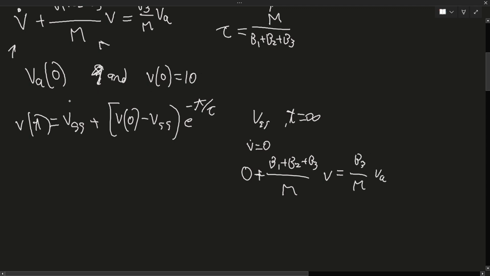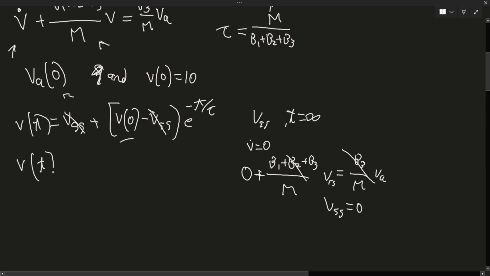However, the problem states that VA, the input, is equal to 0. So this VSS that we're trying to solve is just going to be equal to 0, okay? You kind of don't need to know this. If the input is 0, then at infinite time, nothing's going to move, right? Because you're not applying any force, okay? So VSS is 0. And next we have V of 0, so we're ready to solve.